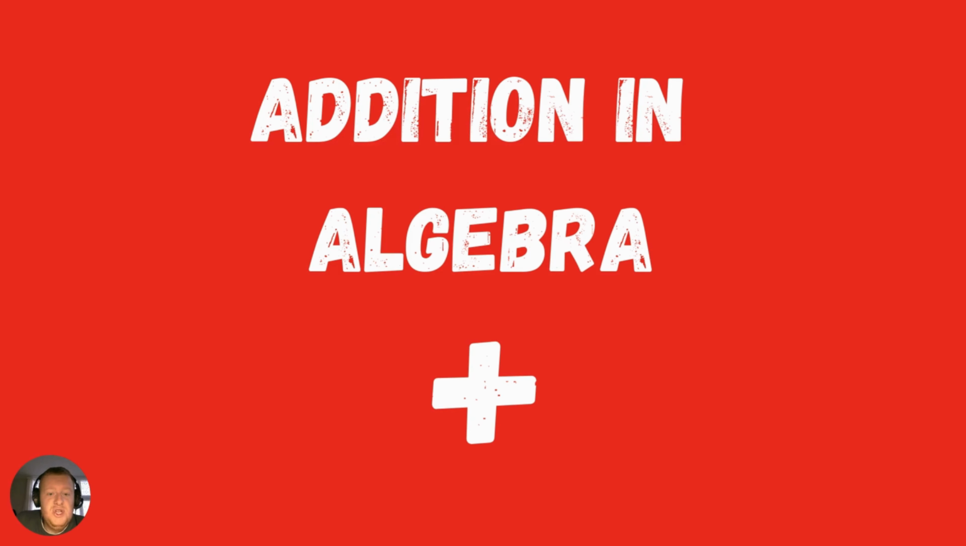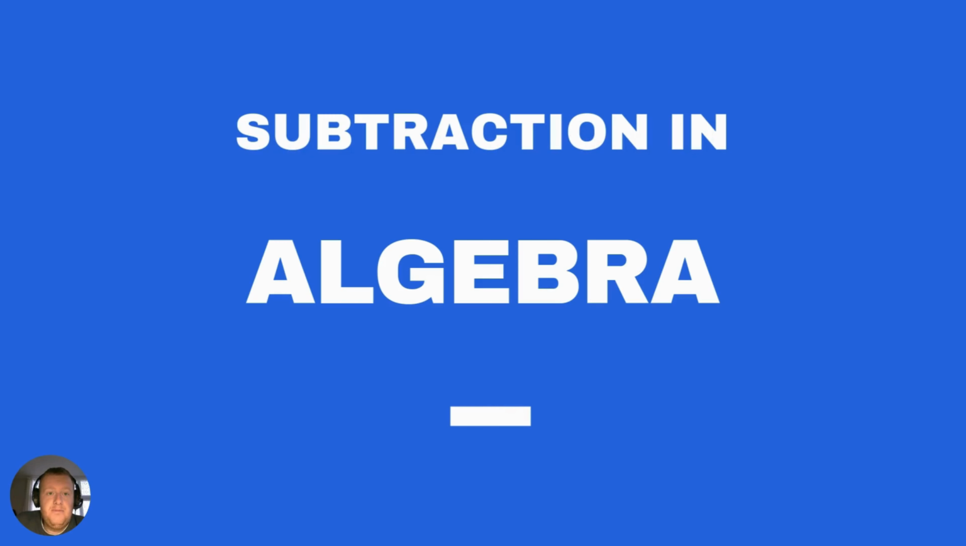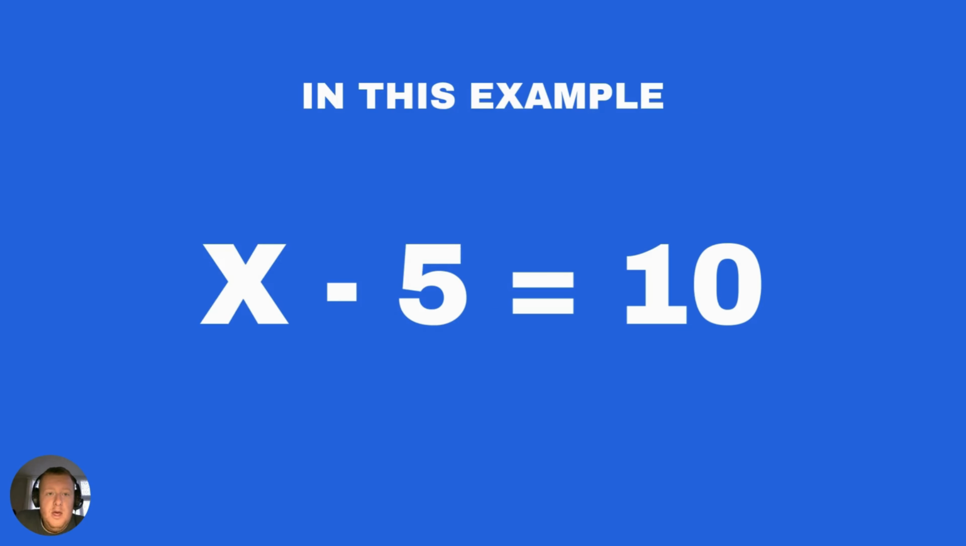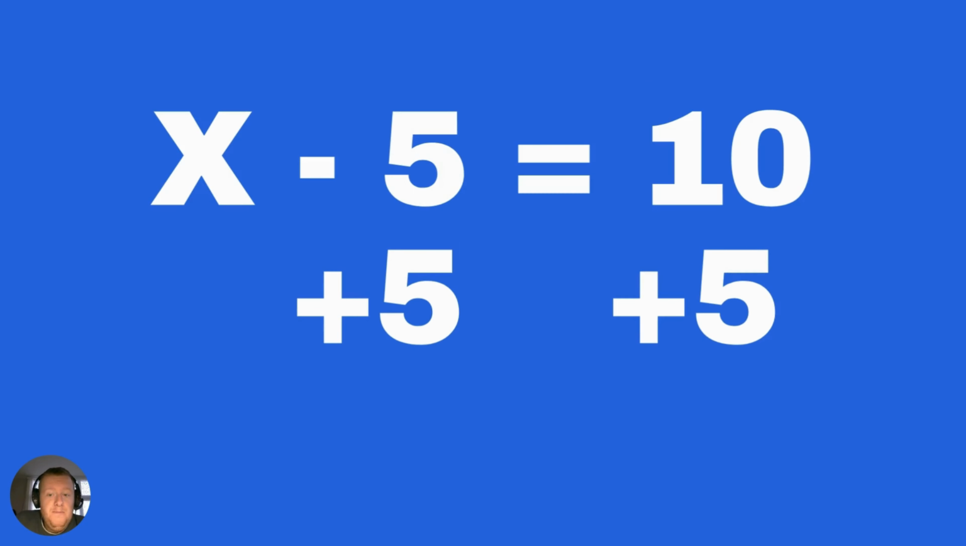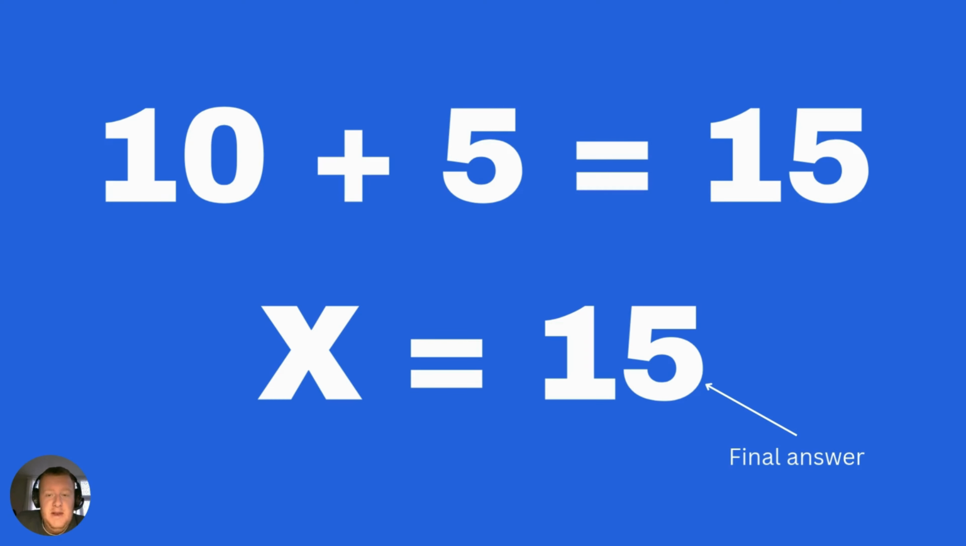Now we're going to do subtraction in algebra. In this example, x minus 5 equals 10. So how do we solve that? Well, we do adding instead of taking away. So minus 5 plus 5 will cancel each other out, leaving x all by itself. And then 10 plus 5 will make 15. So x, the final answer, is 15.